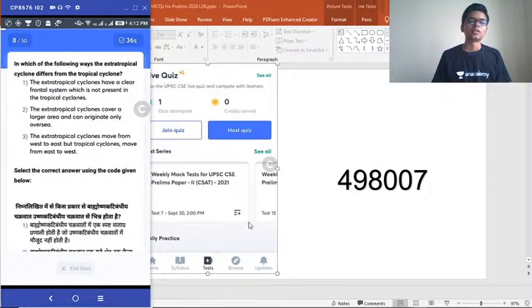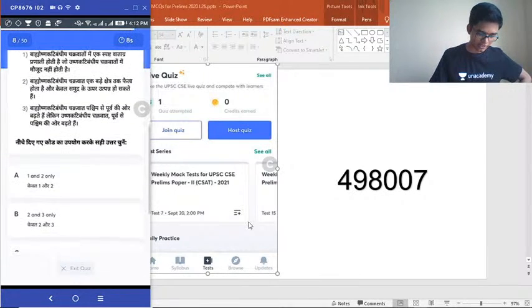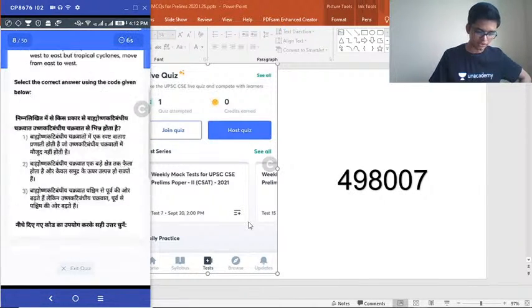Question 8. In which of the following ways does the extratropical cyclone differ from tropical cyclone? 1. Extratropical cyclones have a clear frontal system which is not present in the tropical cyclones. 2. Extratropical cyclones cover a larger area and can originate only over sea. 3. Extratropical cyclones move from west to east, but tropical cyclones move from east to west. Which of these statements are correct? 1 and 2, 2 and 3, 1 and 3, 1, 2, 3.